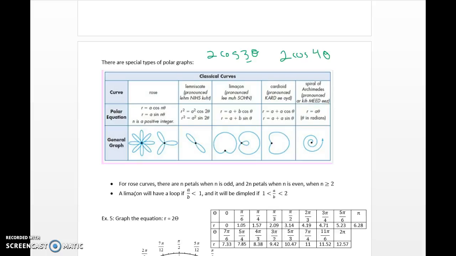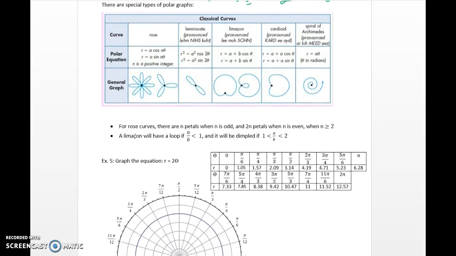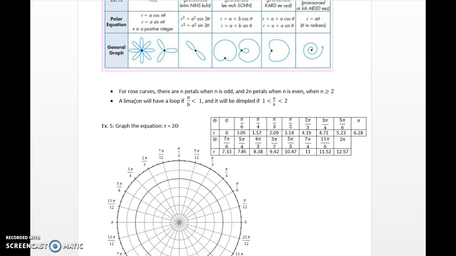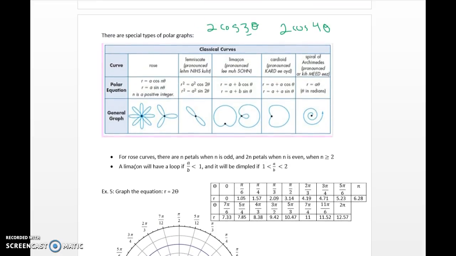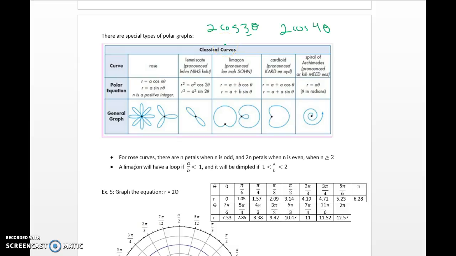Okay, so the final example here would be graph the equation r equals 2 theta. So we can use this table and look at these equations to say, okay, well, it's going to look like a spiral. This is a good table to have around when you're graphing so you can know what it should look like before you even start.